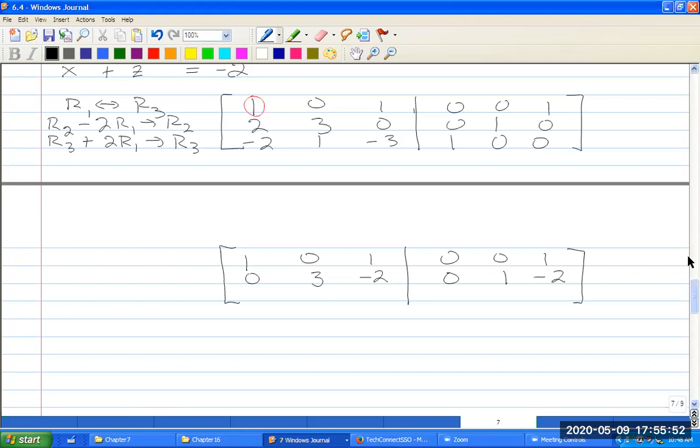Lastly, 2 times the first row. So 2 minus 2 is 0. 0 plus 1 is 1. 2 minus 3 is negative 1. 0 plus 1 is 1. 0 plus 0 is 0. 2 plus 0 is 2. Let's interchange row 2 and row 3.